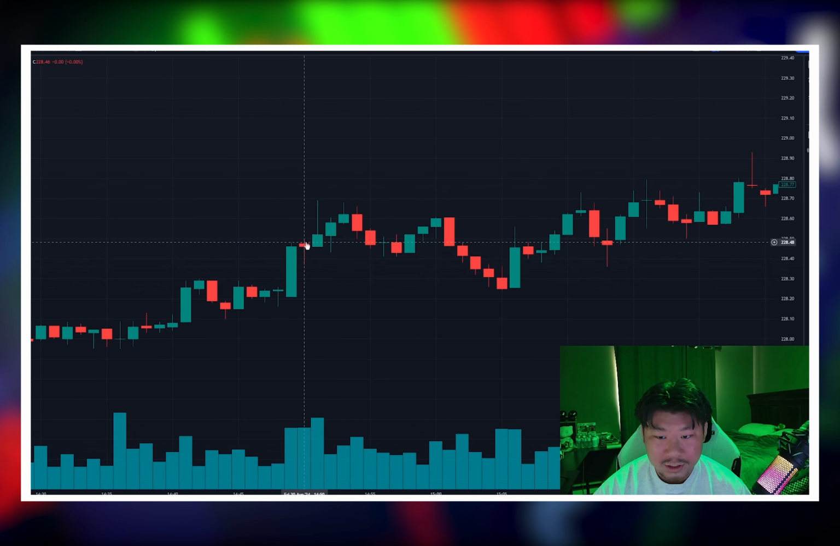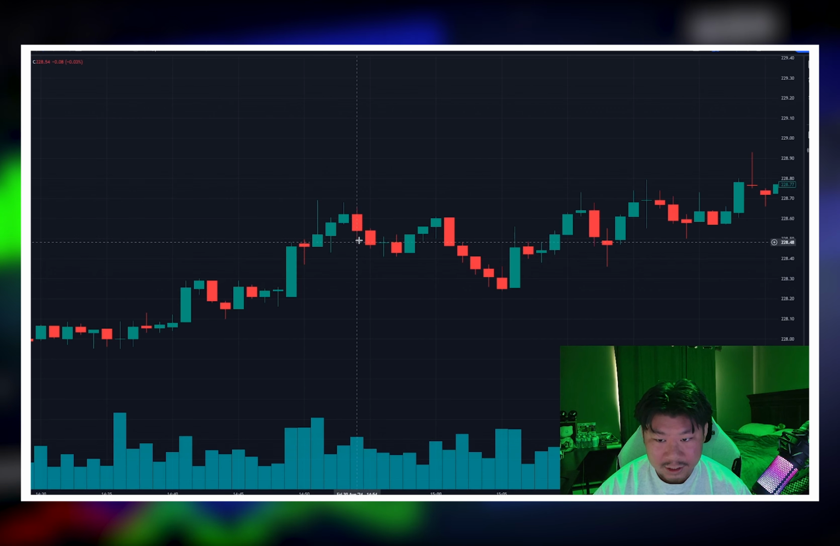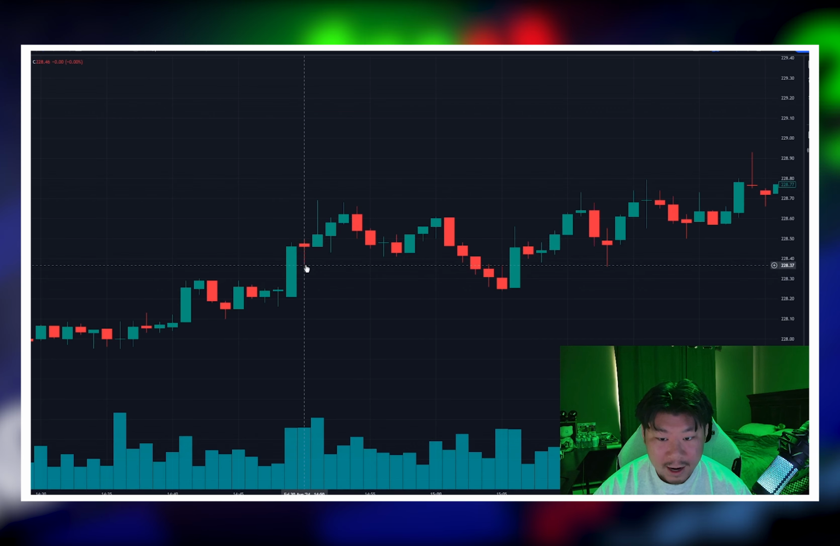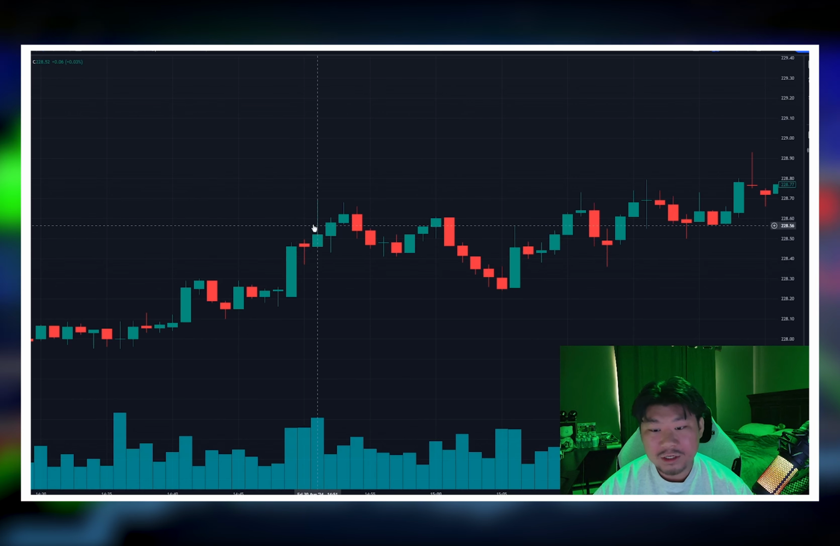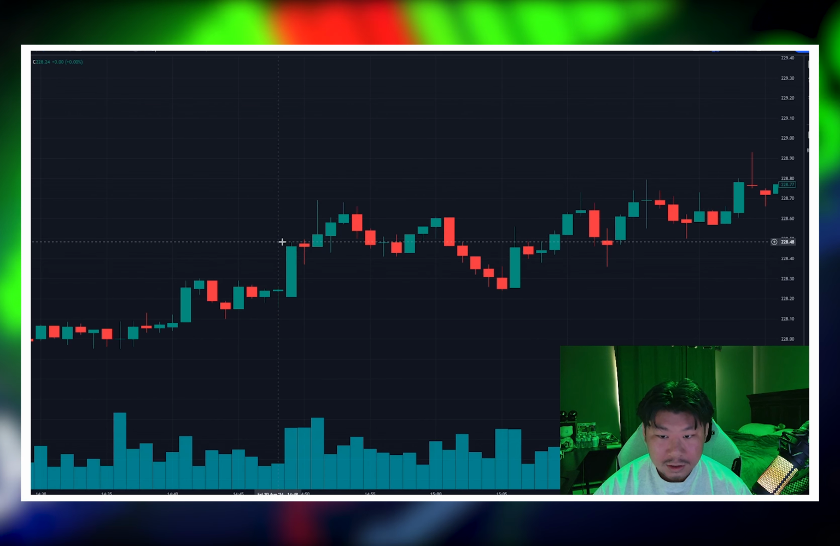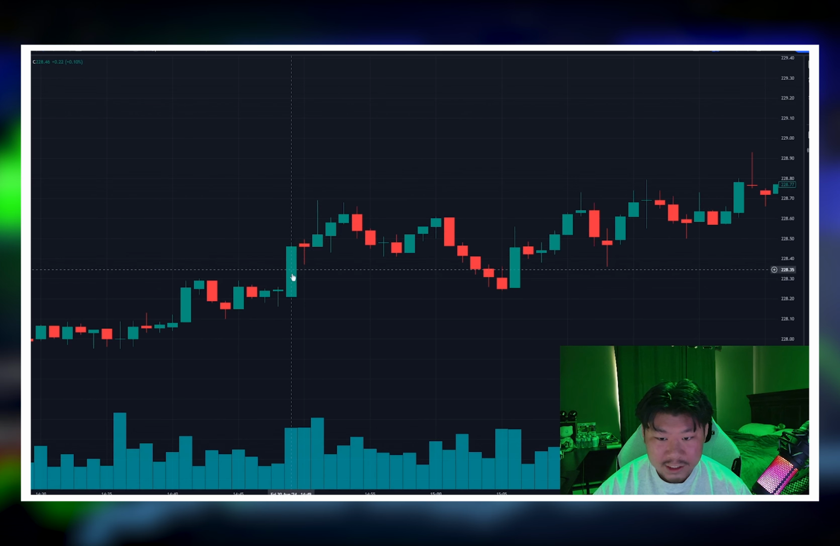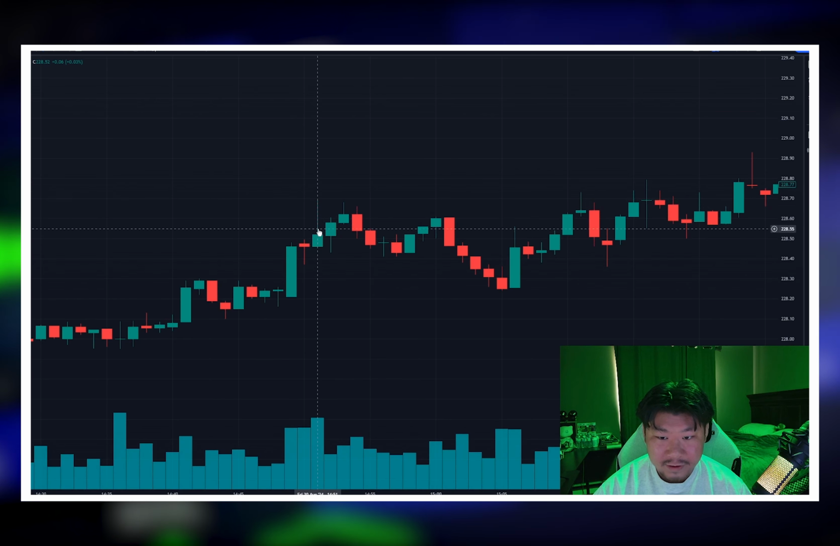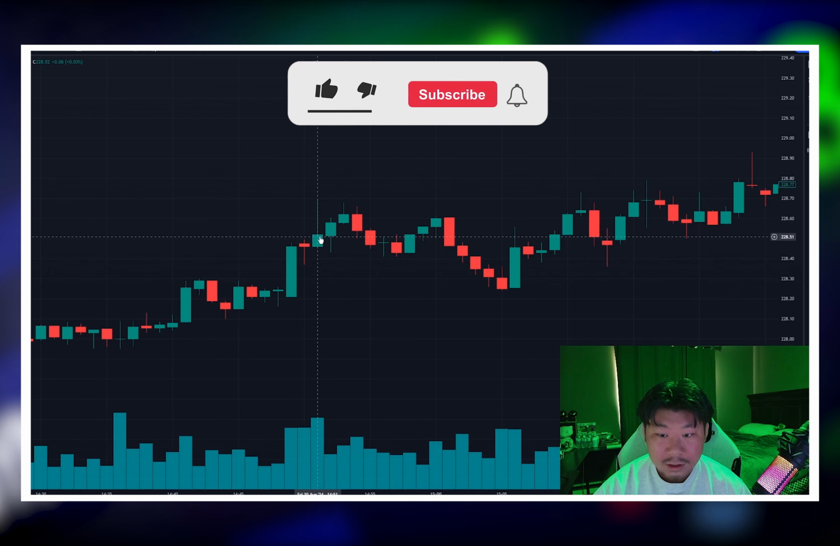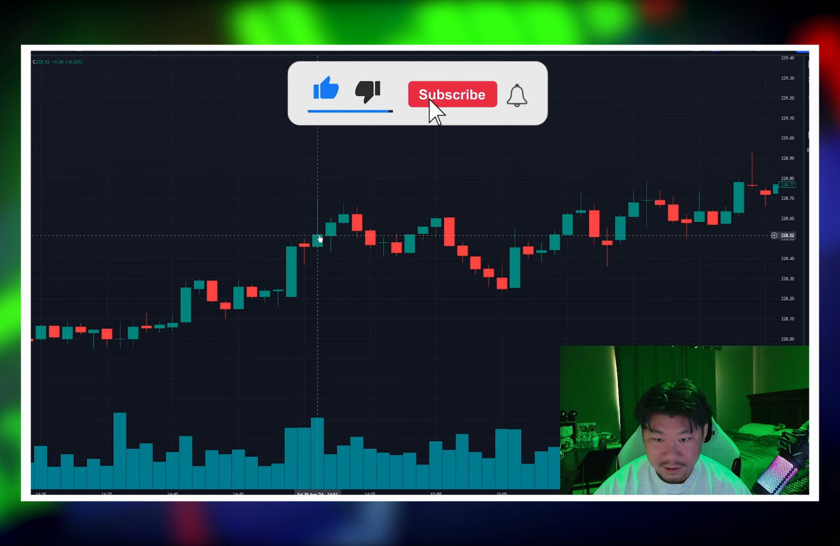Because what happened was, this was originally a candle like this right over here. But what happened is buyers got aggressive and pushed it all the way back up. Right? And we'd use the same example for this, right? This was originally a really strong momentum candle like this candle right here. But what happened is sellers got aggressive and they pushed the price back down. And we closed at 228.50.